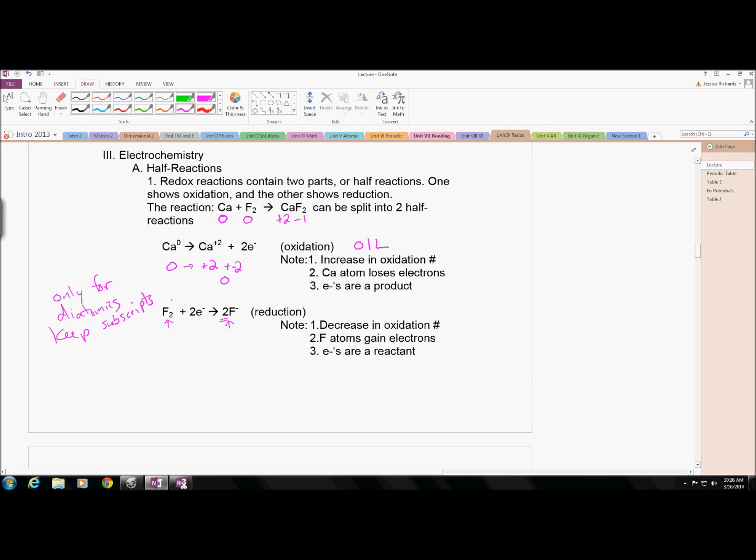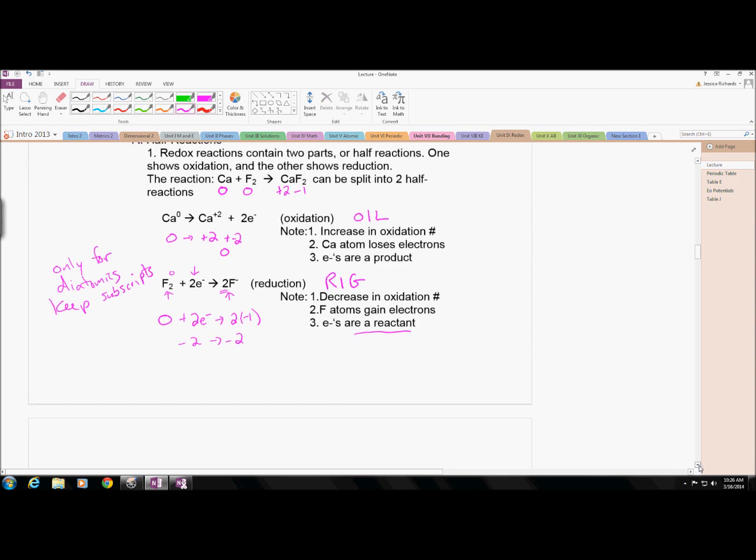So if I have fluorine at 0 on this side, and I'm adding 2 negative electrons to get my 2 fluorines that are -1 each on this side, I have a -2 charge equaling a -2 charge. It obeys the law of conservation. Going from 0 to -1 is reduction. The number went down. Reduction is a gain of electrons. So if I'm gaining electrons, electrons are a reactant, and they're over here on the left. Again, the number of electrons you need to gain is however many you need to make your oxidation numbers balance, and the charges have to be the same.